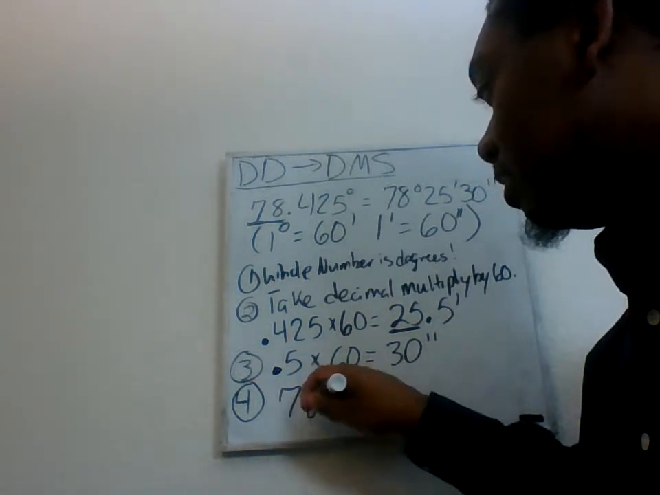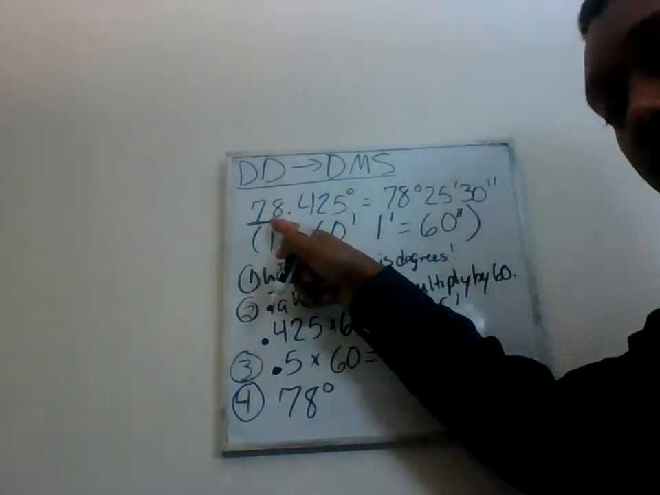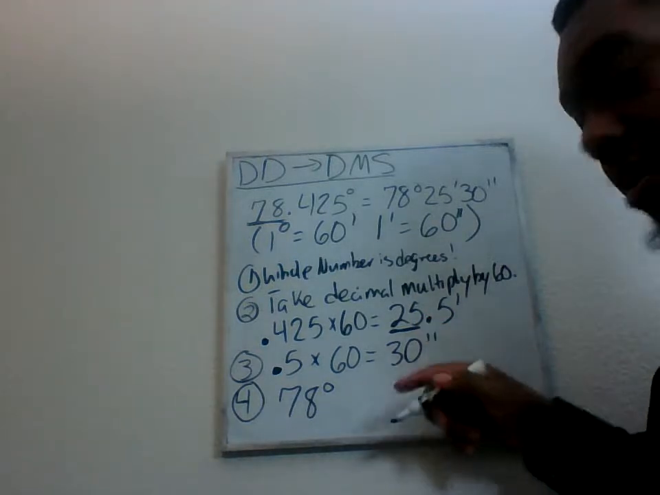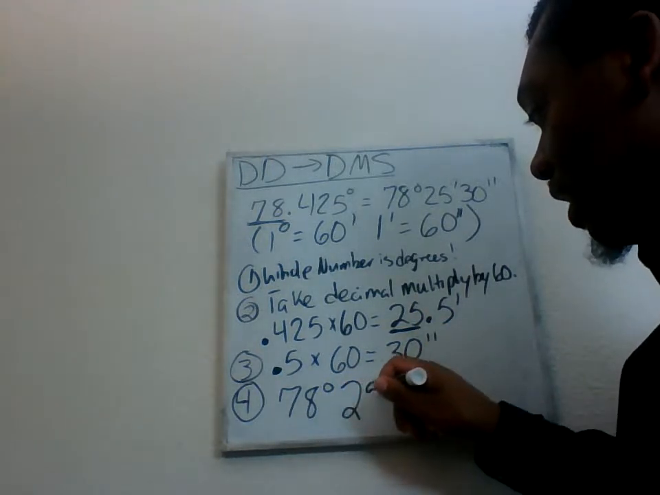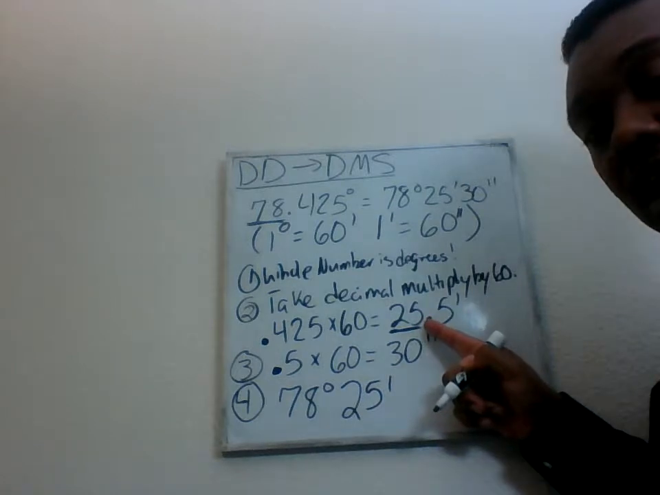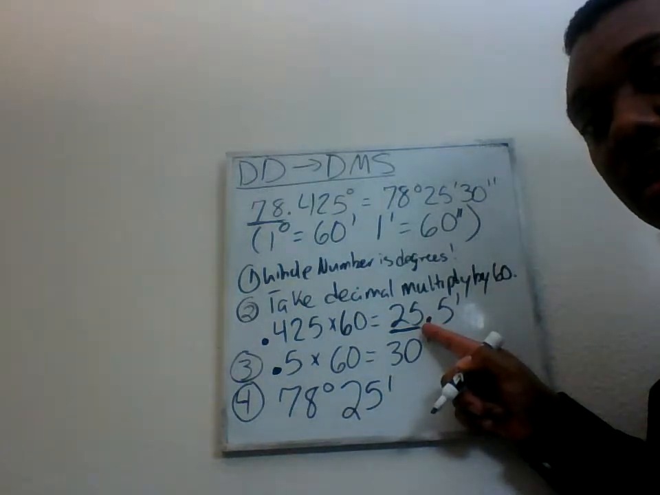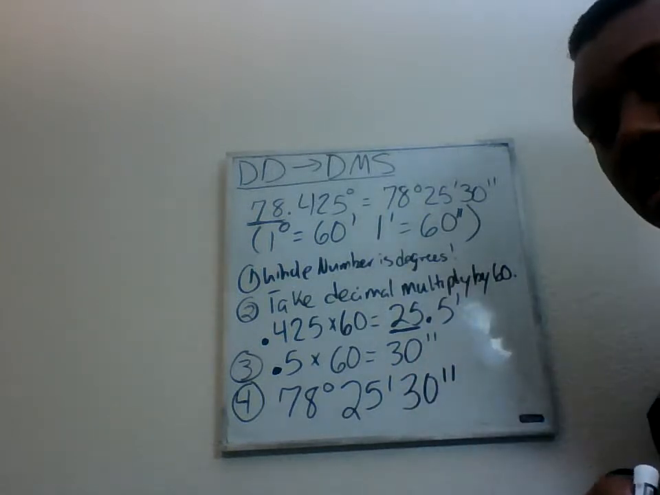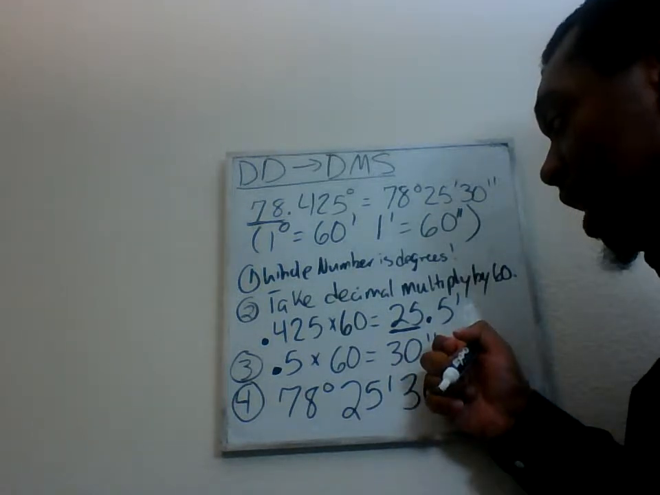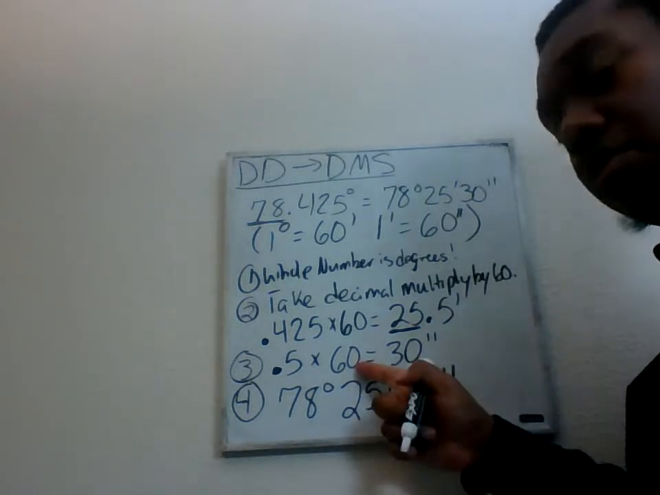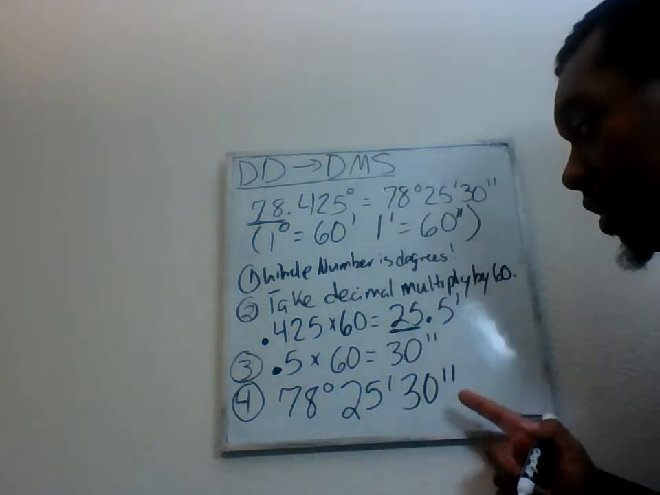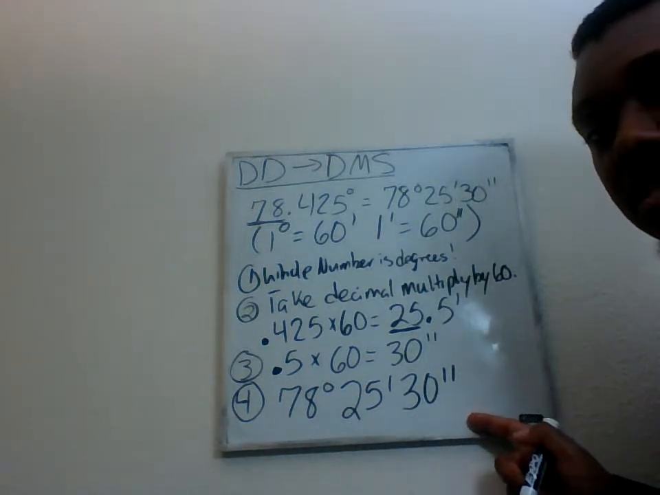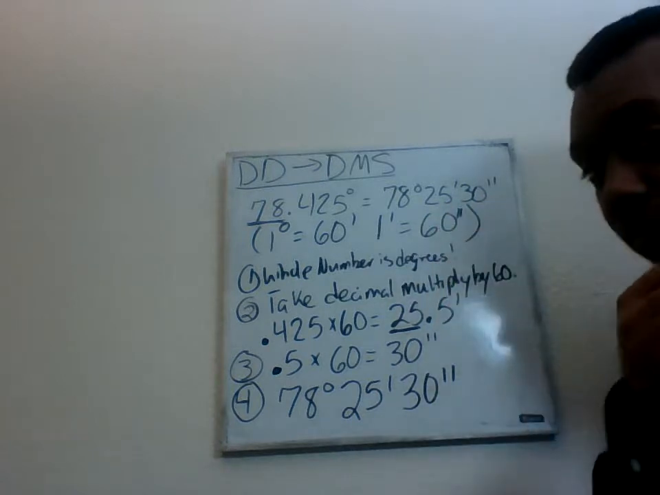So we got the 78 degrees because that's what we initially started with here. Then we go to our next part here. We have our 25 minutes because that was the whole number of the minutes that we found. And then lastly, we have 30 seconds because that is what we got when we took our fractional part from our minutes and multiplied by 60. We got 30. So in the end, we end up with 78 degrees, 25 minutes, and 30 seconds, which is exactly what we said we should have.